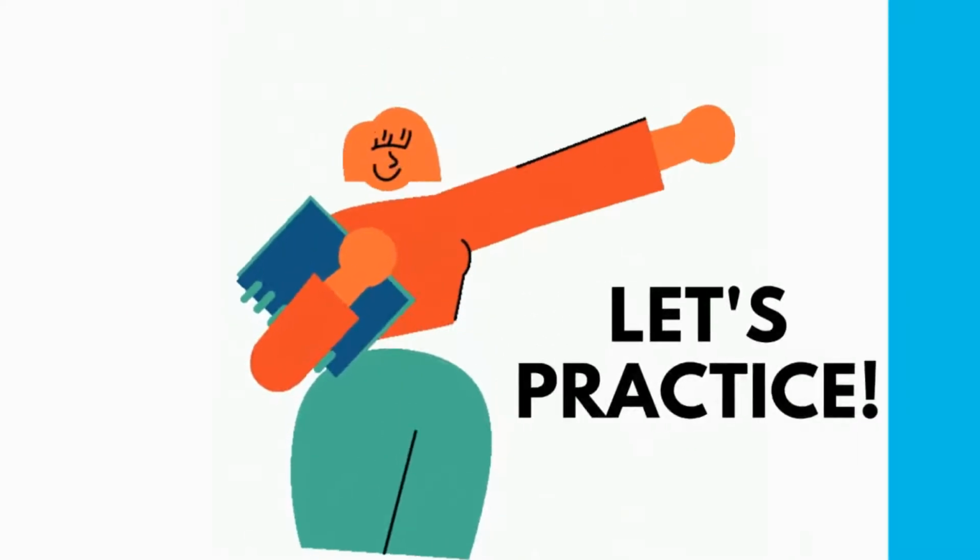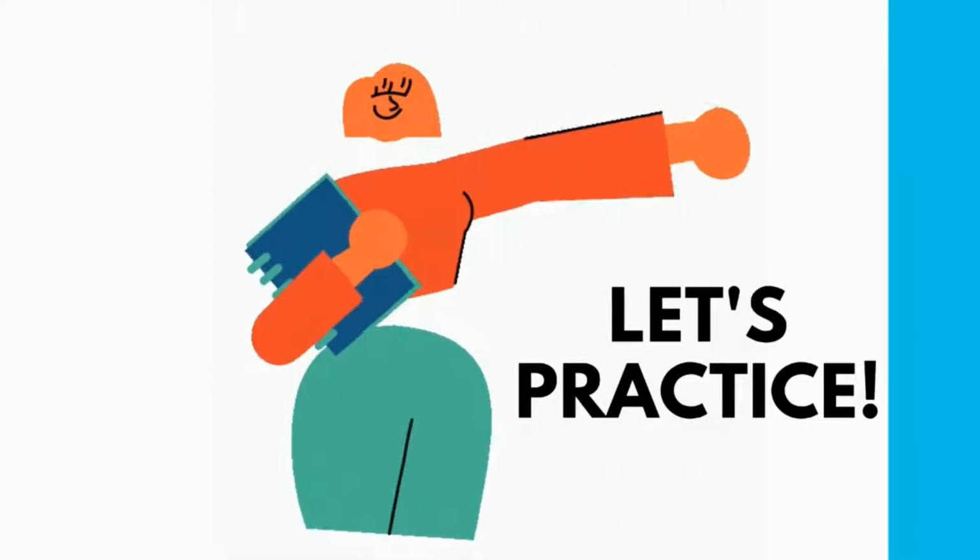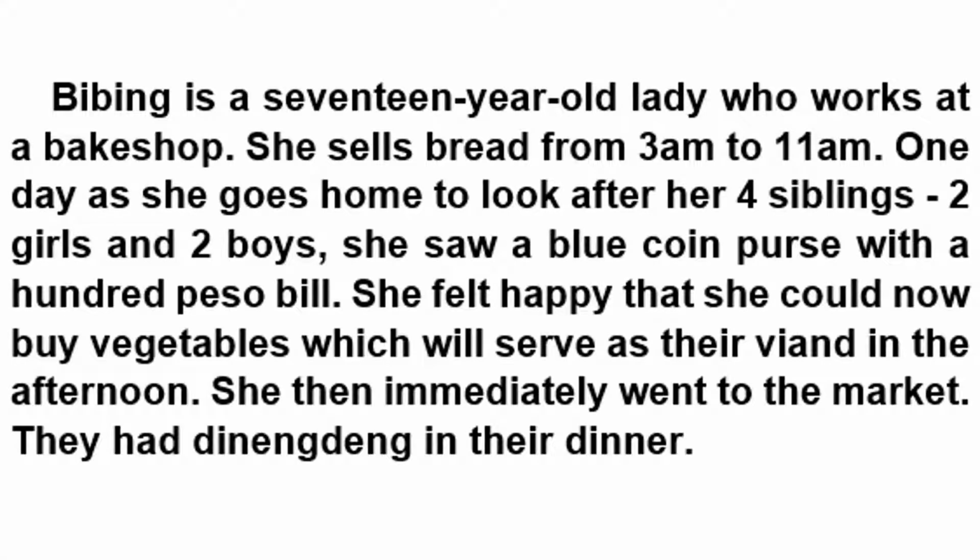Let's practice making inference with this short passage. Bibing is a 17-year-old lady who works at a bake shop. She sells bread from 3 a.m. to 11 a.m. One day, as she goes home to look after her 4 siblings, 2 girls and 2 boys, she saw a blue coin purse with a 100-peso bill. She felt happy that she could now buy vegetables which will serve as their viand in the afternoon. She then immediately went to the market. They had dinengdeng for their dinner.